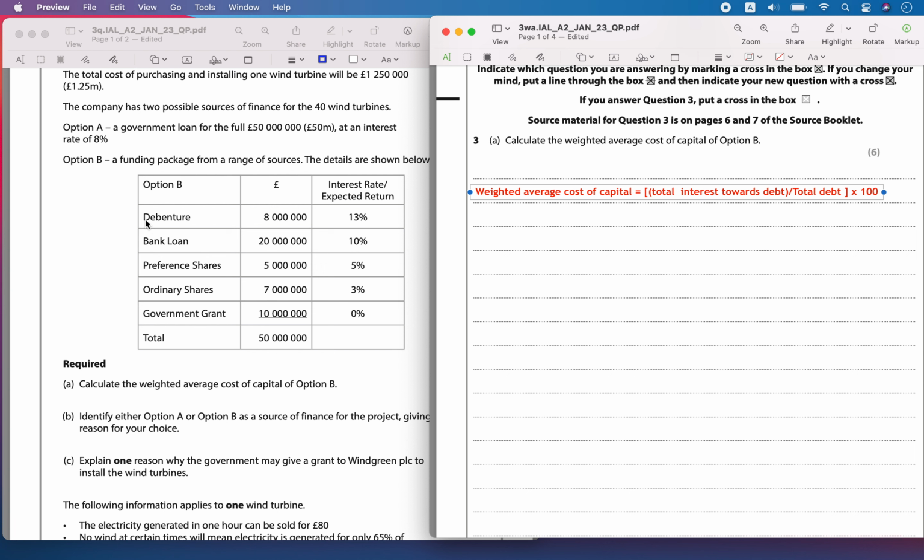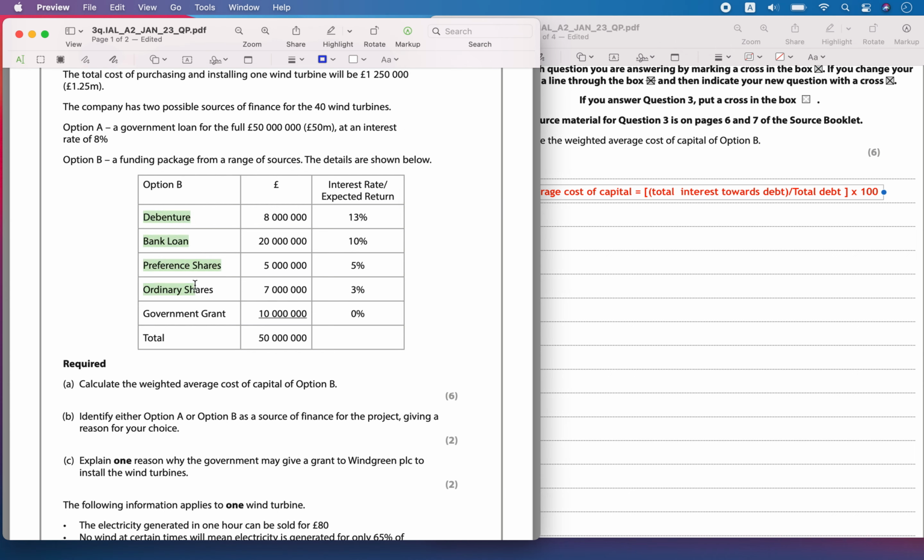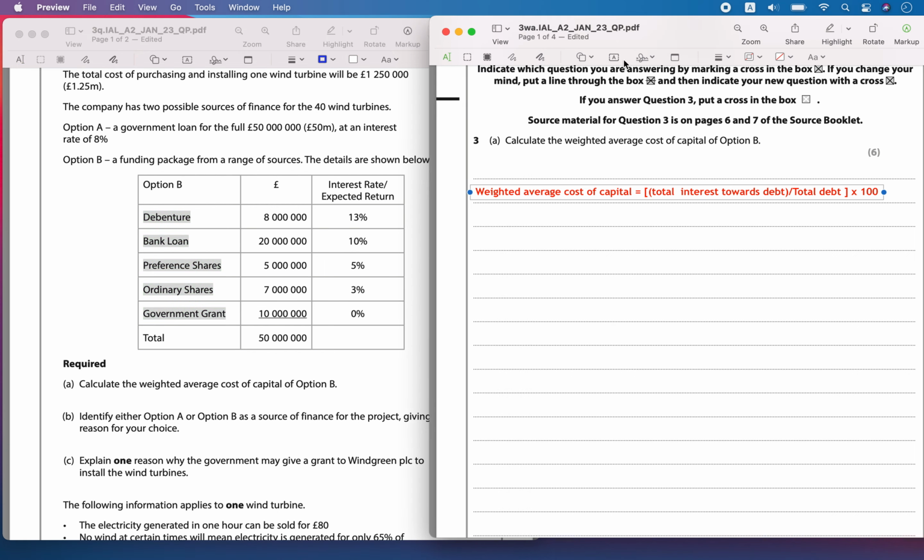Now let's calculate. All of these are the total debt that he is taking. So the fund package is being raised through all of this. These are the different types of debts he is taking towards putting up 40 wind turbines. Now let's calculate the interest payments towards the same.